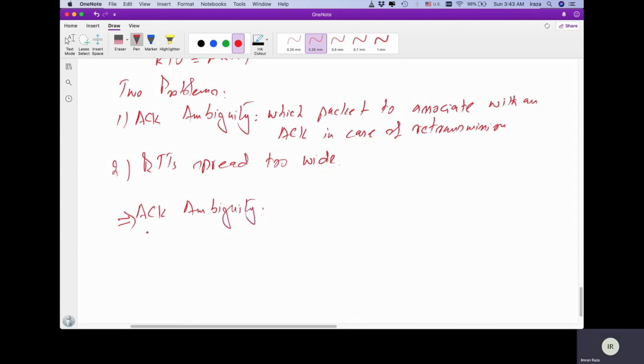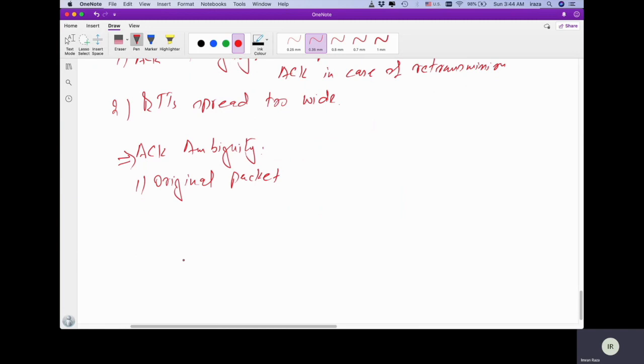The detail of this acknowledgement ambiguity is that we have an original packet, and then we have a retransmitted packet. So we need to understand it with the help of two examples. The first case is where we have the original packet, and we'll see how RTO can grow unbounded. If I associate the acknowledgement with the original packet, the RTO can grow unbounded.